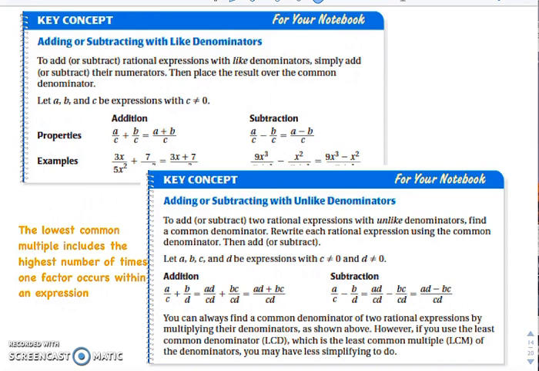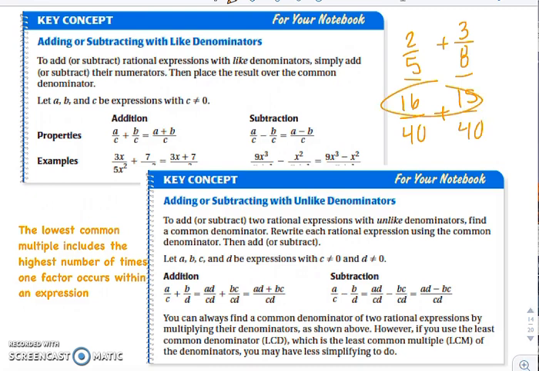Just like when we used to add and subtract without variables in them, you guys know that you couldn't add 2/5 plus 3/8 because the denominators are not alike. You would have to make them a common denominator using the common multiple of them, which would be 40. So in this case, we would have to multiply the first one by 8 and get 16/40ths, multiply the second one by 5, get 15/40ths, and then we can combine the tops.